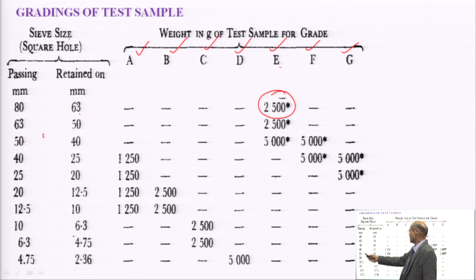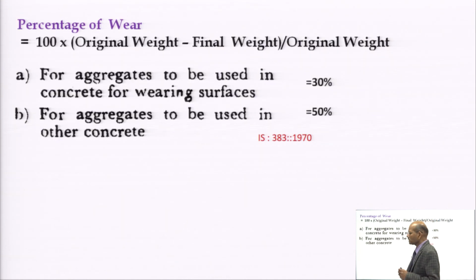If you take passing from 40 mm retained on 25 mm, passing 25 mm retained on 20. So, like this we have different sizes which are retained on the given square holes sieve. So, here this is the grading of the test sample report. So, how to get the percentage of wear? That is calculated by original weight minus final weight divided by original weight.